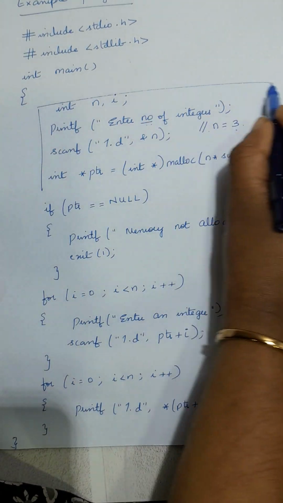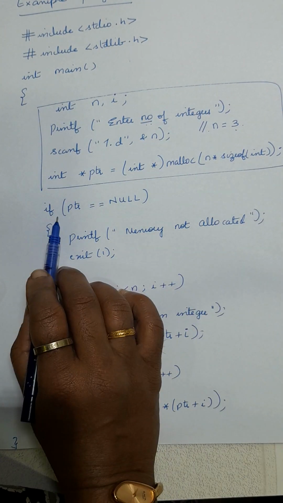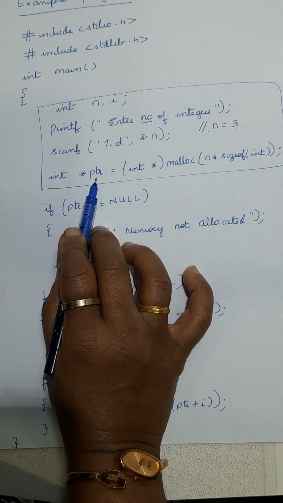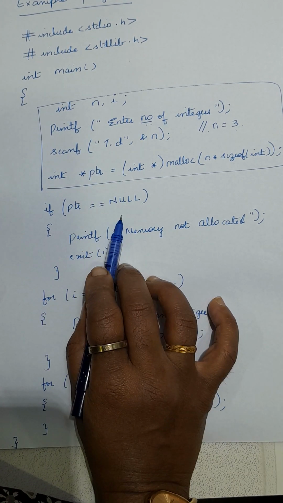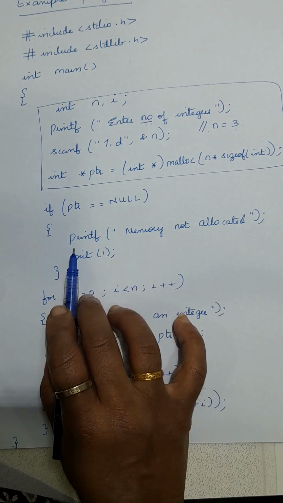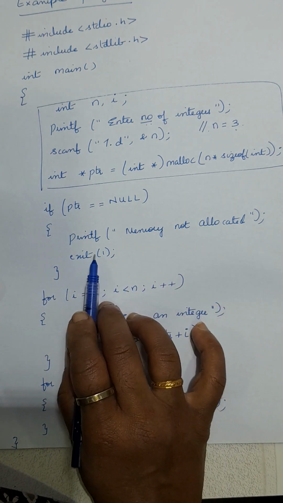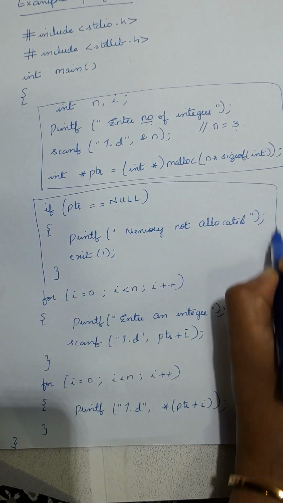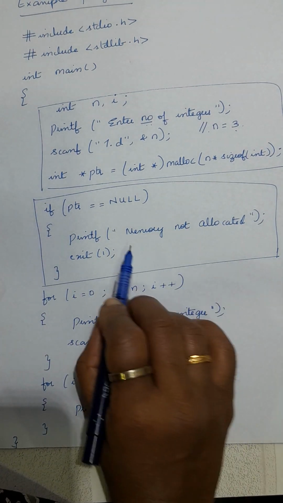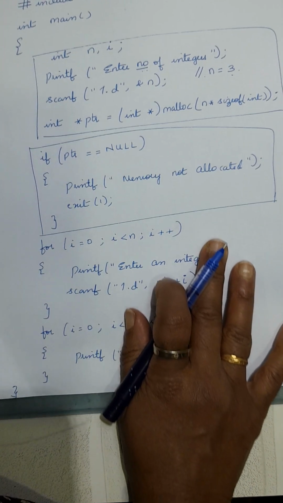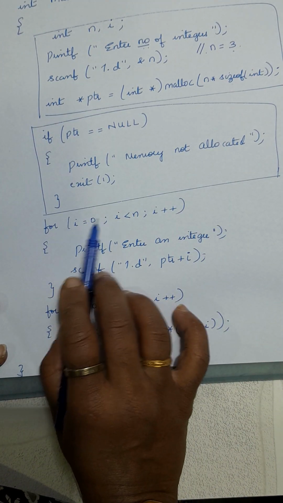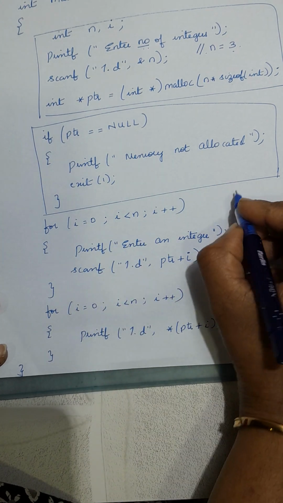Now see this condition. If ptr is equal to null, which means if the return value of ptr is null, it's not void pointer, then what does it mean? Memory is not allocated, so it exits with value 1. Okay, this is the condition if memory is not allocated. If not, what happens?